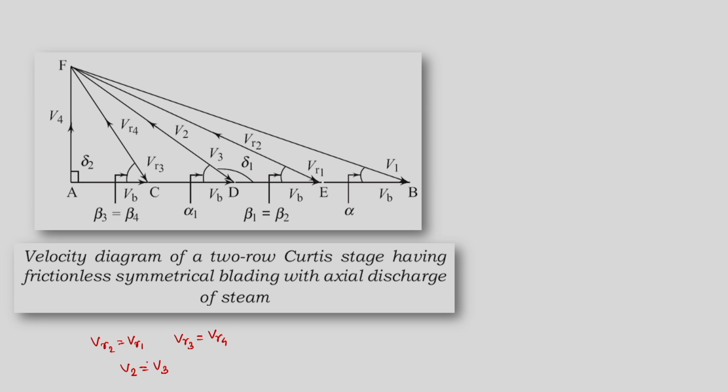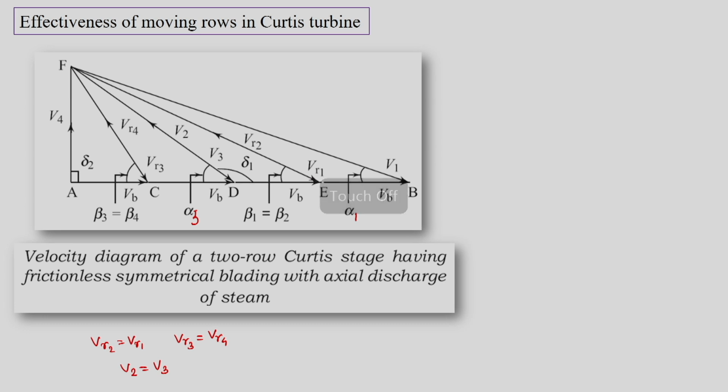So, velocity at the exit of the first moving blades is equal to velocity at the exit of the first stationary blades. So, the stationary blade is not changing any velocity. For this particular case, this is the velocity diagram where we will have VR1 equal to VR2. Now as per our notation we will have this angle as alpha 1, and symmetrical blades lead to beta 1 equal to beta 2, and then this angle is equal to alpha 3. So we can find out the effectiveness of the moving blade.